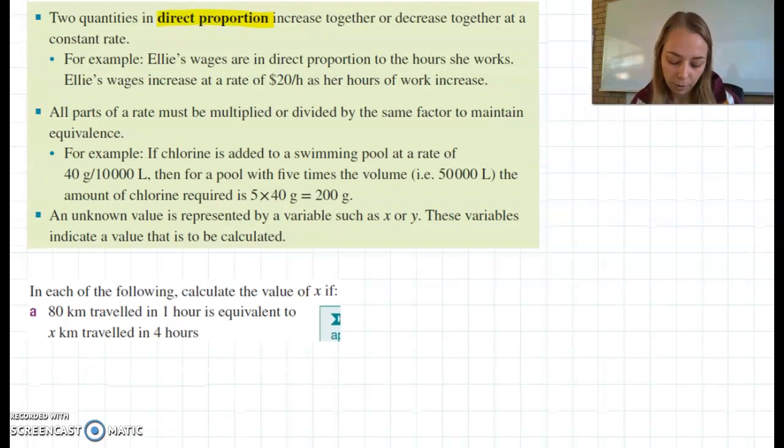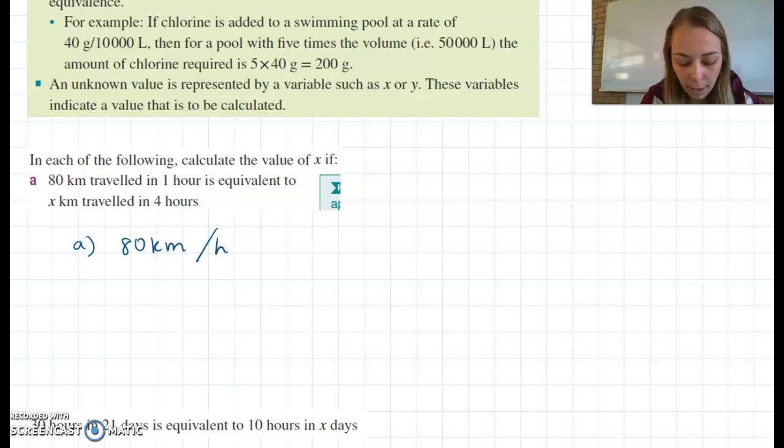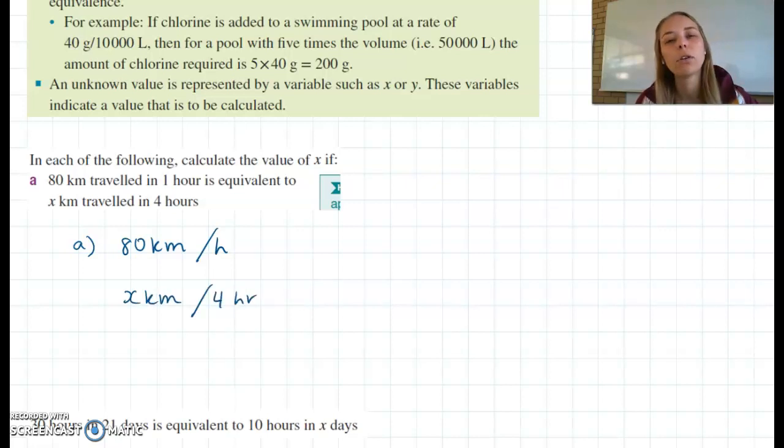Okay, so we're going to look at some examples here. It says in each of the following, calculate the value of x. Okay, so 80 kilometers is traveled in 1 hour, and we want to know, well, what's the equivalent of that if we travel for 4 hours? So we have got 80 kilometers per hour, and this time we're actually not doing 1 hour anymore, we're doing 4 hours now.